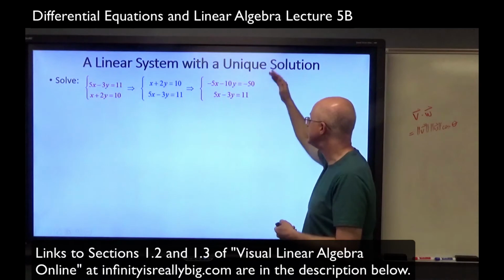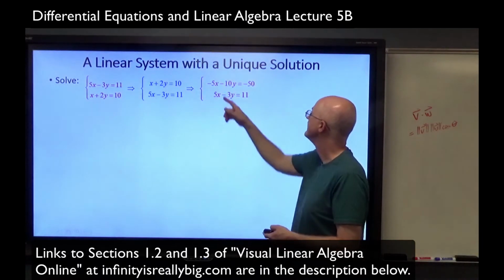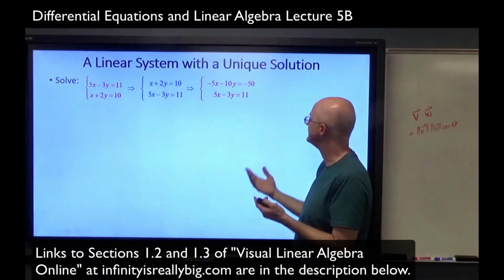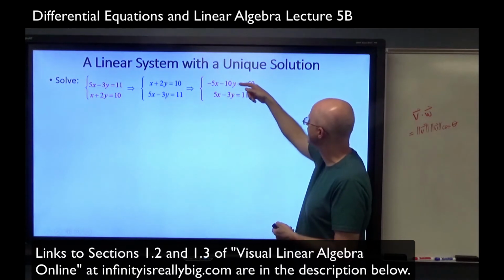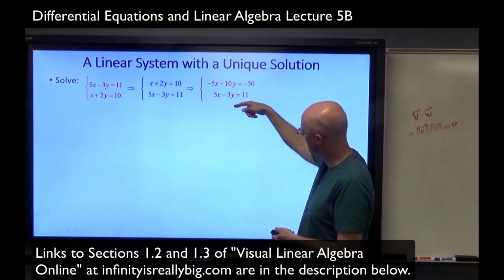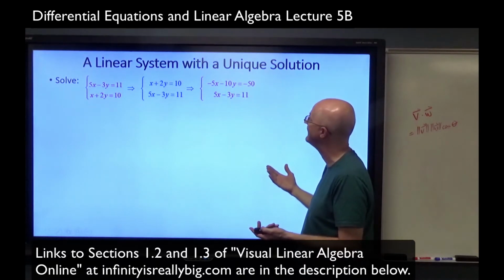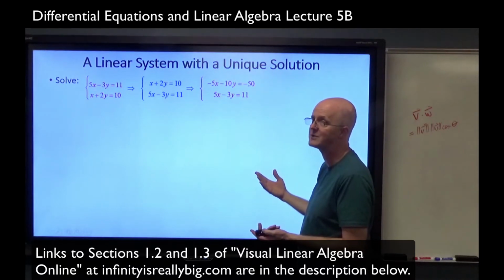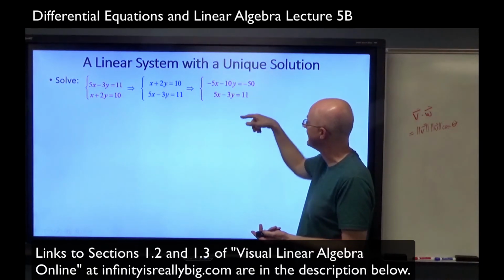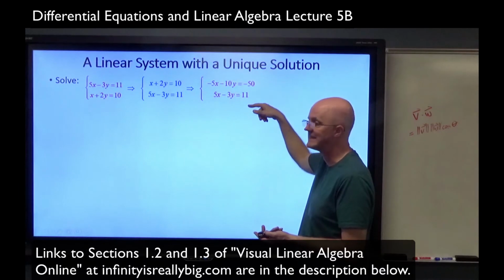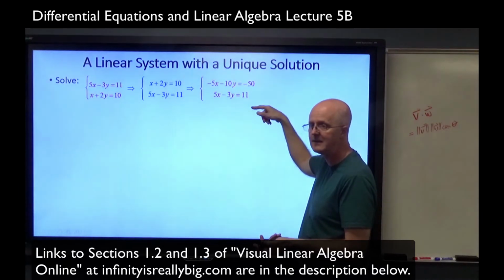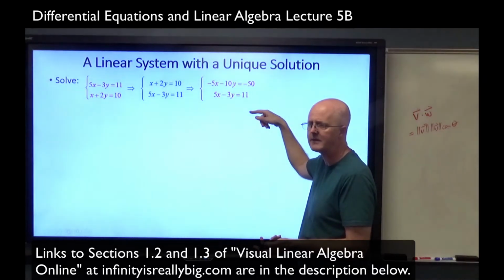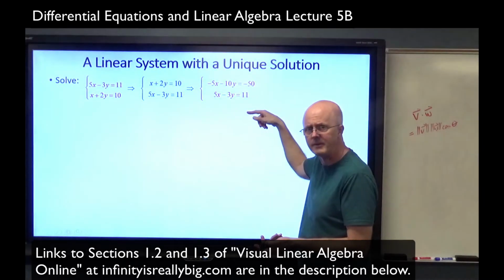Now I'm going to add these two equations. The -5x plus 5x will cancel to give 0. I'll get -10y plus -3y is -13y. Careful, you're not subtracting the equations, you're adding them. To get -13y, -50 plus 11 is -39. I'll get -13y equals -39. Y would be 3.